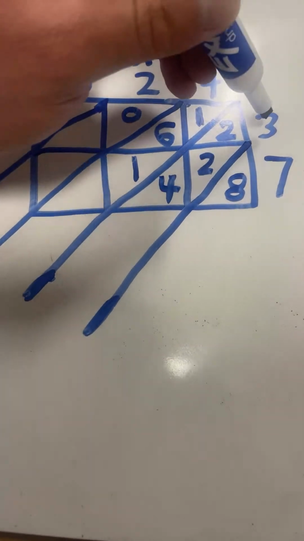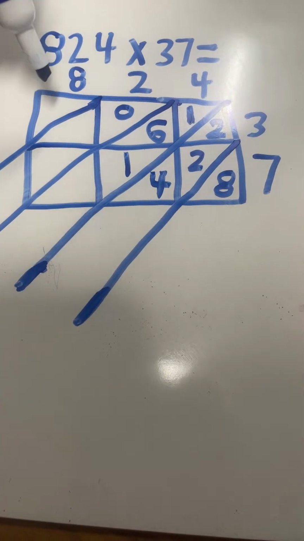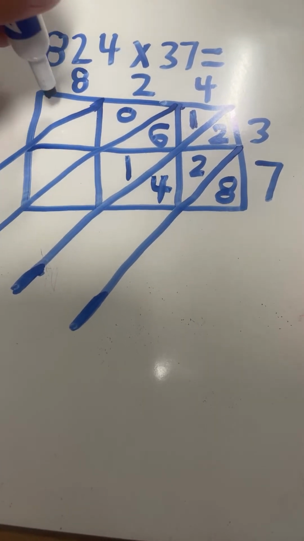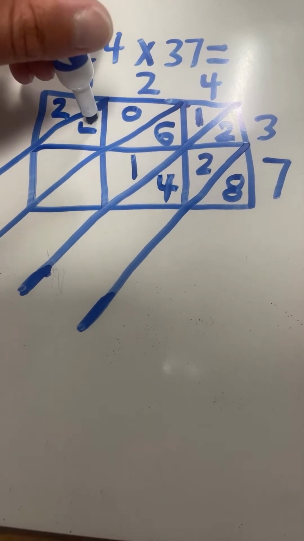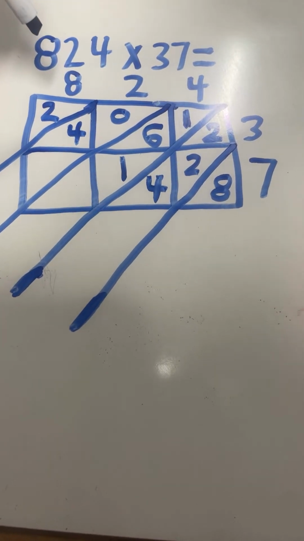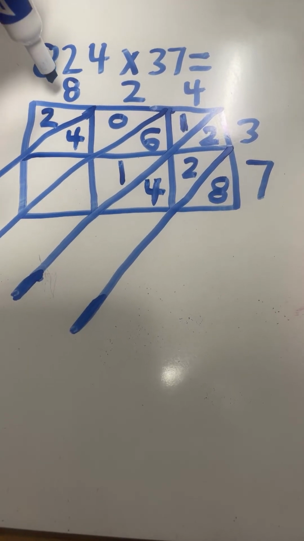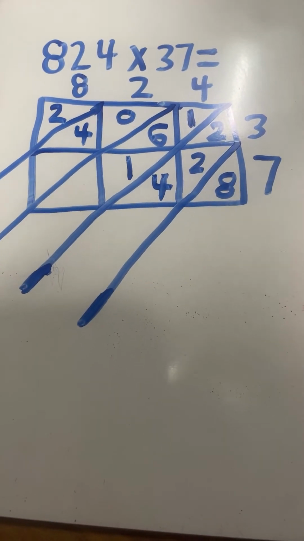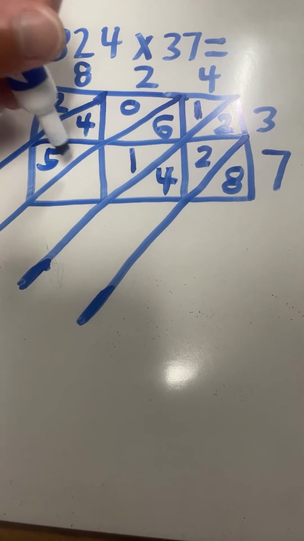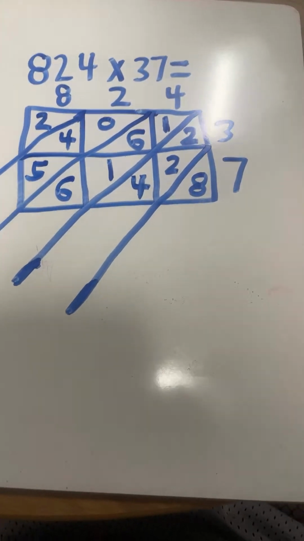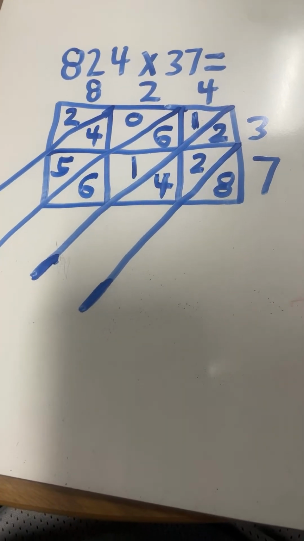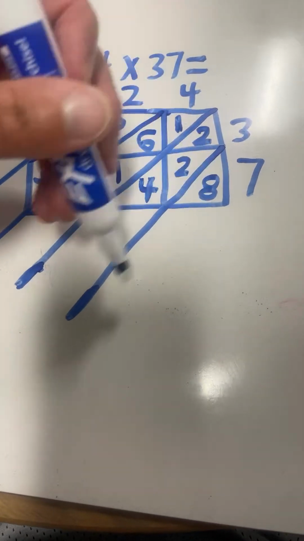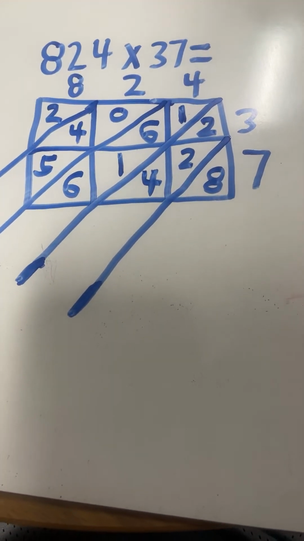Next, we're going to multiply 8 times 3, and then the answer to 8 times 3 is going to go in this square. 8 times 3 equals 24, 2 in the top triangle, 4 in the bottom triangle. Lastly, we're multiplying 8 times 7. 8 times 7 equals 56. 5 in the top triangle, 6 in the bottom triangle. So we've done all of our multiplication. So now we have to add the numbers going along the diagonal lines.